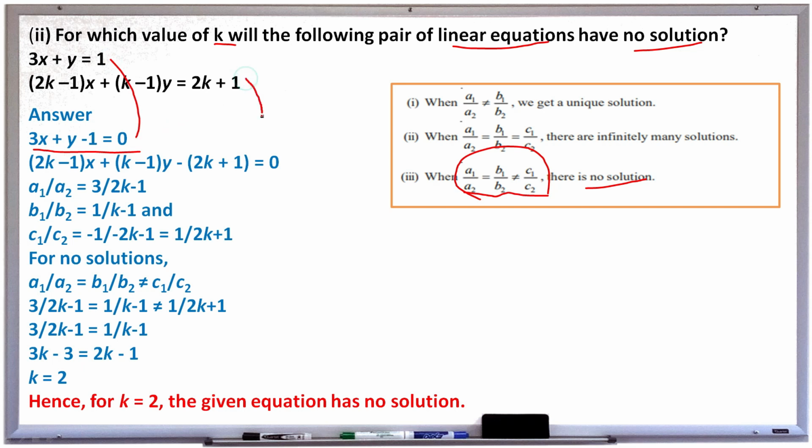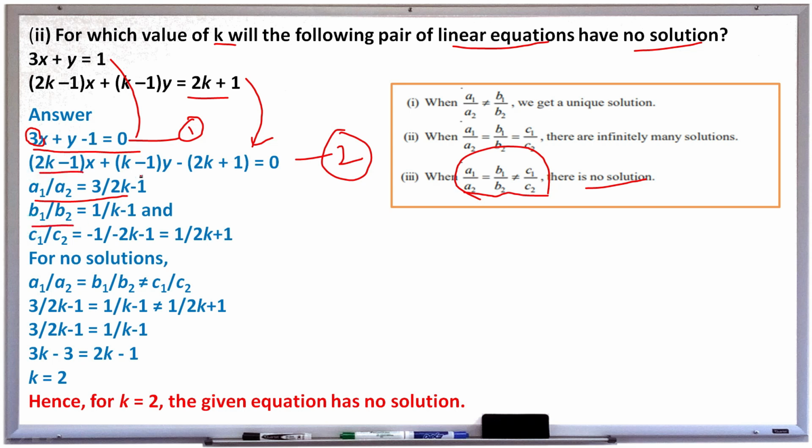The second equation, again you can write like this. Bring 2k plus 1 to the left hand side, minus of 2k plus 1 is equal to 0. These two equations we are going to solve and get the answer. First, find a1 by a2 from the equations. This is a1, a2, 3 by 2k minus 1.